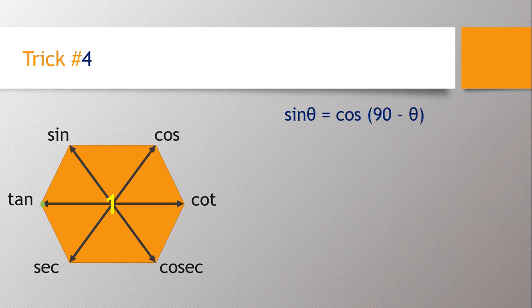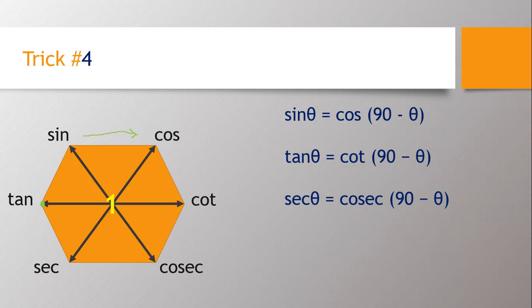Now if you go from sine to cos in the clockwise direction, you will see that there's another trigonometric identity. Sine theta is equal to cos of 90 degrees minus theta. Similarly, tan theta is equal to cot 90 degrees minus theta, and sec theta is equal to cosec 90 degrees minus theta. So we are looking at the trigonometric functions horizontally and not diagonally.